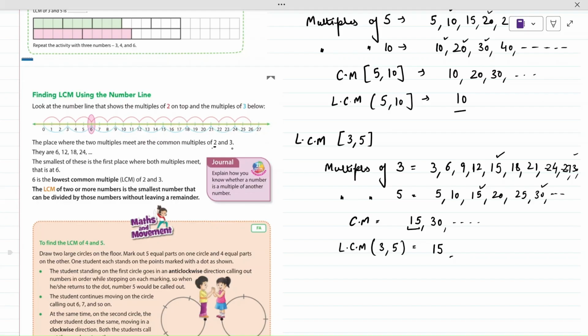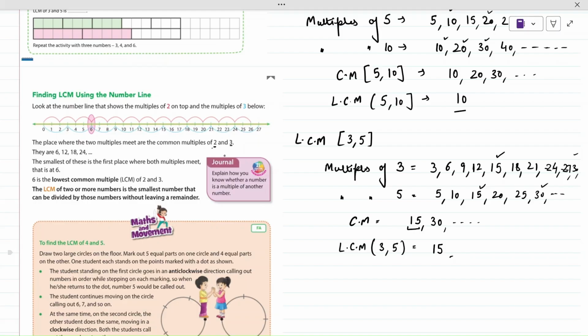Okay, and for the multiples of 3, they are using a blue line and they are marking it from below. So 3, 6, 9, 12, 15, 18 and so on. All these are the multiples of 3.